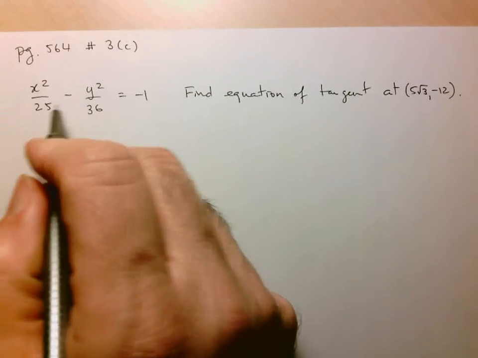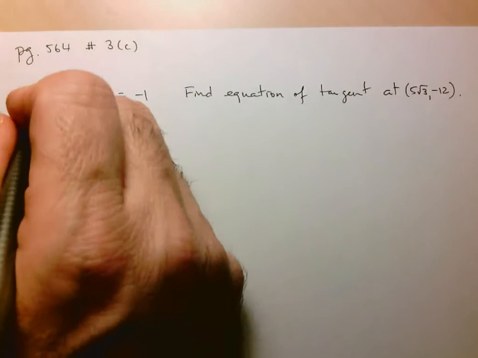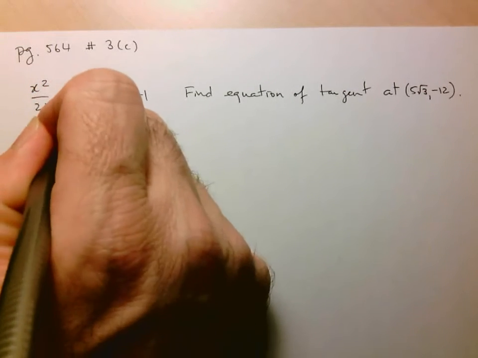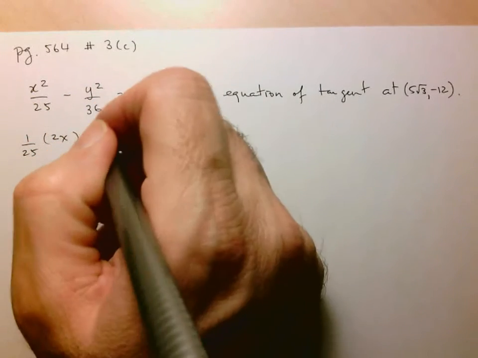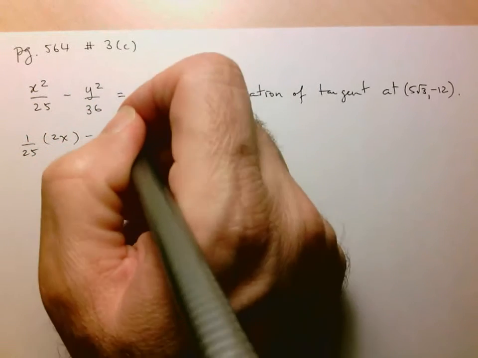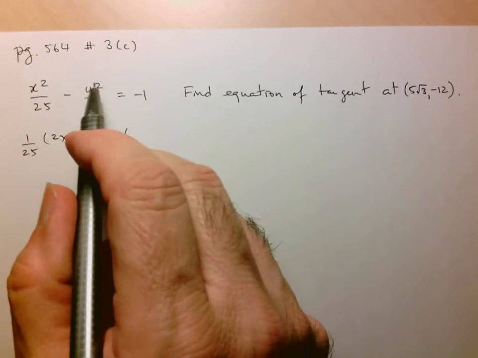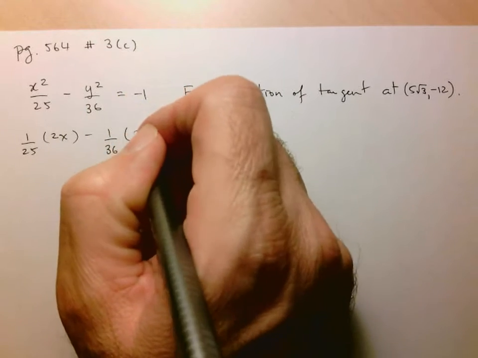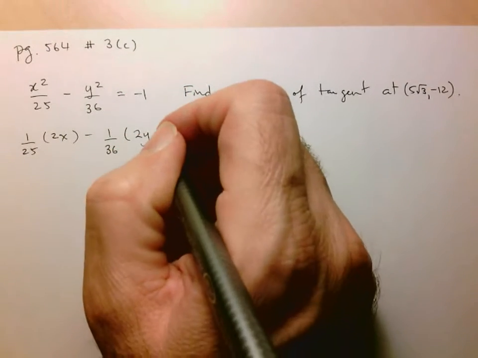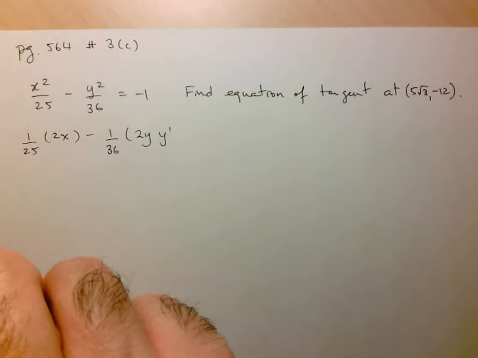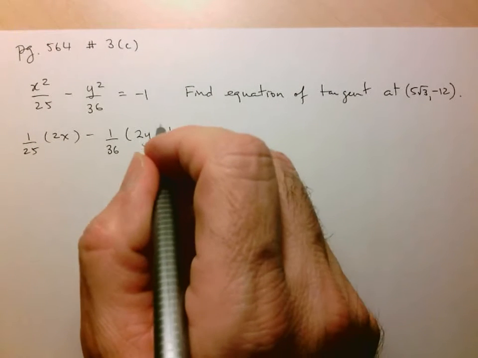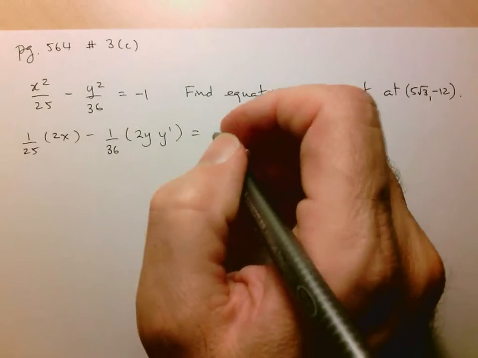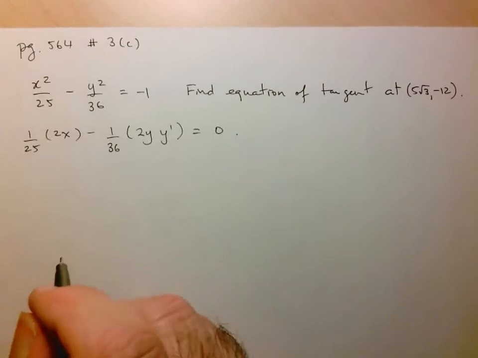Okay, so let's take the derivative with respect to x of both sides. So here I've got 1/25 is just a constant, so the derivative of x squared is 2x. Minus, here my 1/36 is just a constant, and now I'm taking the derivative of y squared with respect to x, so I have to use the chain rule, so that's 2y times dy/dx. I'll use y prime just to make things simpler, keeping in mind that that represents the derivative of y with respect to x. Okay, and then the derivative of negative 1, just a constant, so 0.